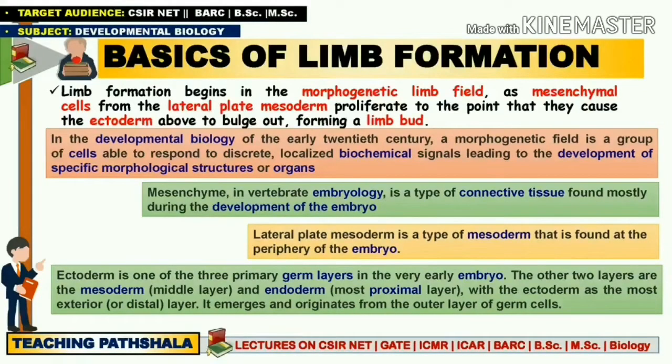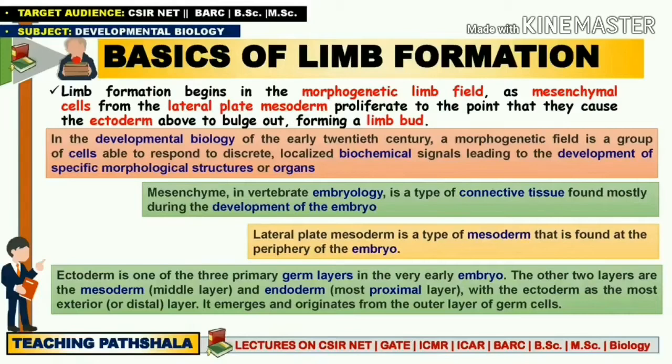The cells which play a very important role during limb formation are the mesenchymal cells, and these mesenchymal cells are a part of the lateral plate mesoderm. So the origin of the mesenchymal cell is the lateral plate of mesoderm, and the area or field where limb formation will take place is regarded as the morphogenetic limb field. So make sure that you are clear with all these concepts, or you can say all these points.